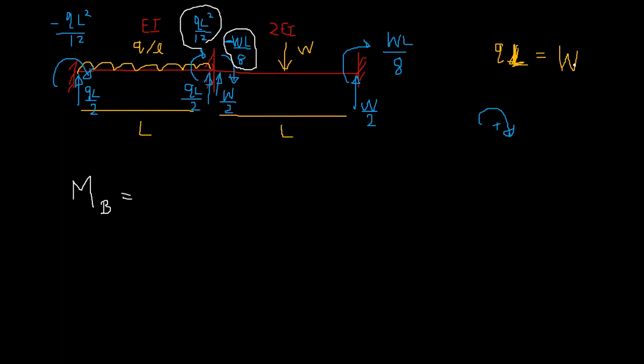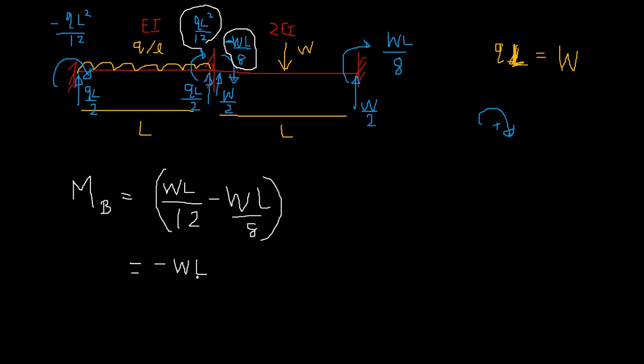For the primary structure, MB is going to be this plus this. So I can take QL as W. So this is going to be WL over 2L minus WL over 8. So that's going to be how much? 2, 3, WL over 24. Right. So this is your bending moment. So your bending moment is okay, right? That does not depend on EI, so still EI did not come to play, right?